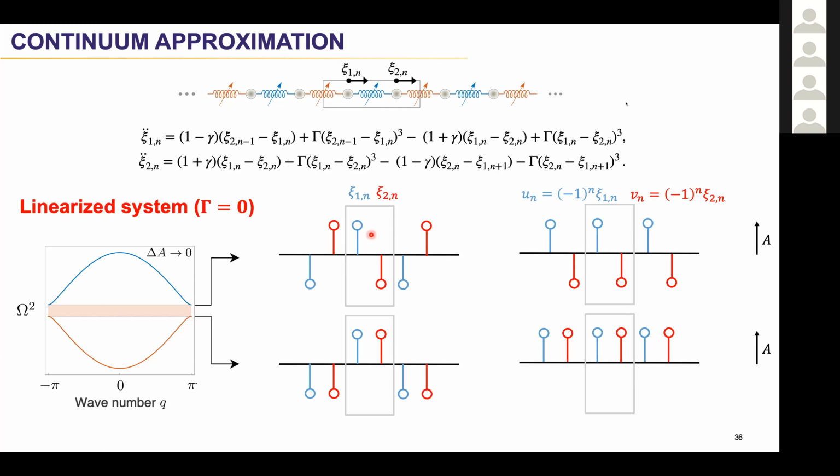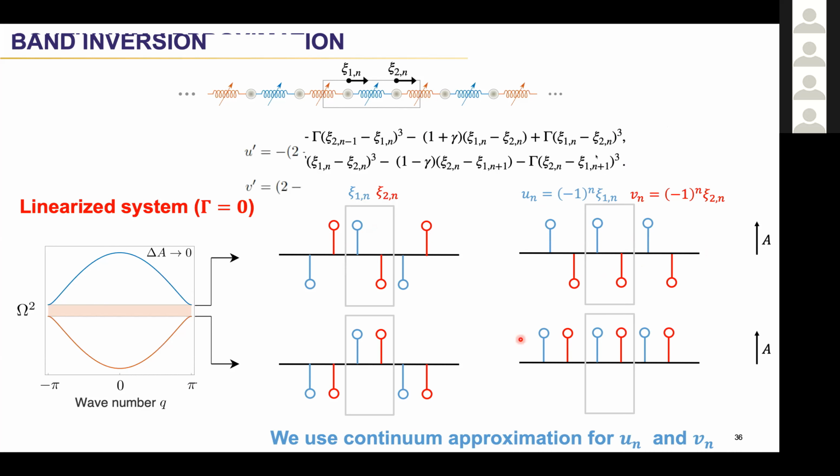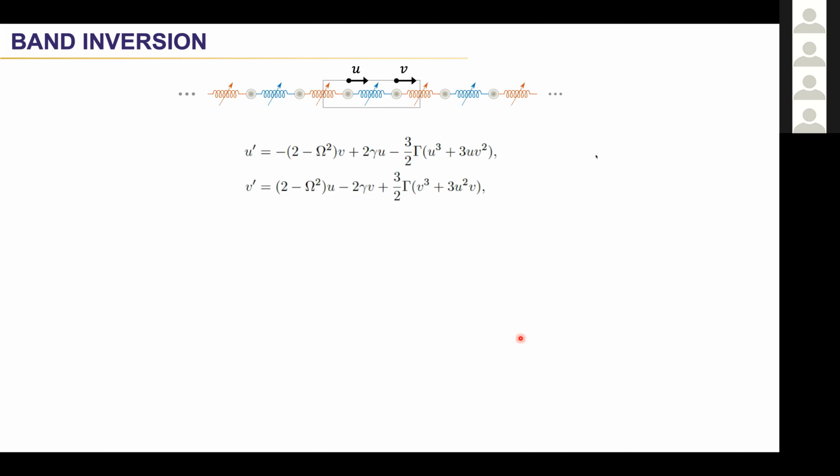Now we can use this substitution. Basically, we can make use that the wave number here is pi, which means that we can basically reduce these alternating values to these constant values here. And this basically eases us to use continuum approximation on U and V. So when we use continuum approximation for this system, we get these ordinary differential equations.